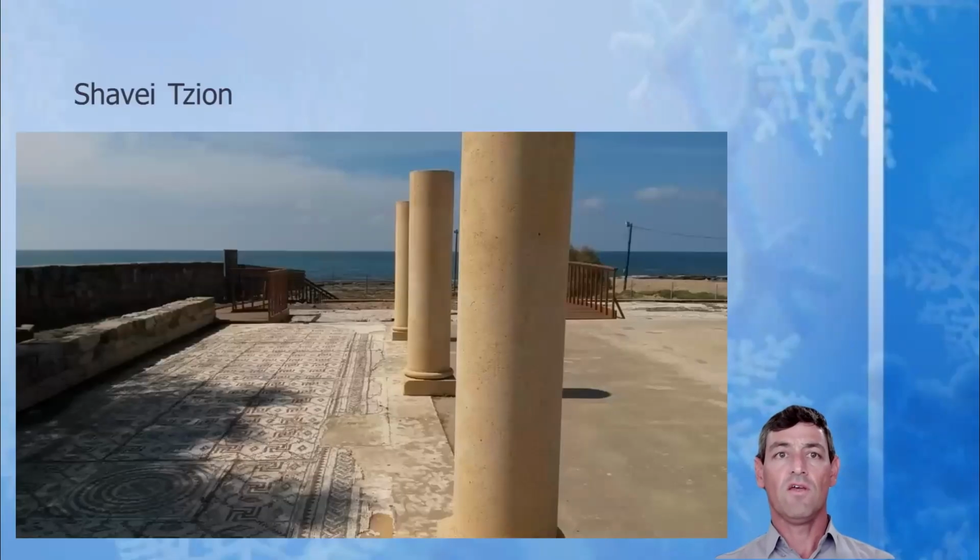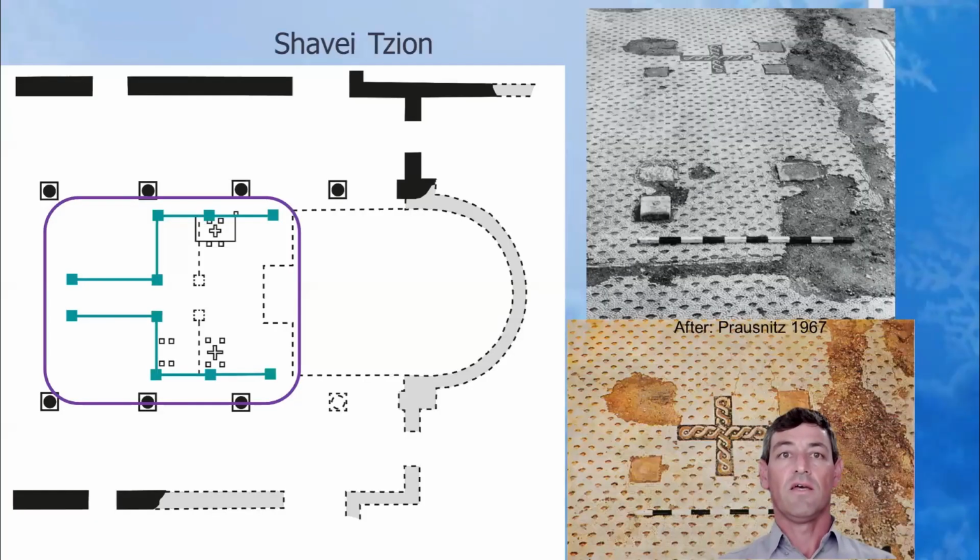But there is another church which gives us a hint about the function of the second chancel, the front chancel within the nave. This is Shavei Tzion in northern Israel. You can see it's on the coast, and here take a look on the plan on the left, you have the apse, the bima, and in front of the bima, there is a second chancel with like a corridor leading into it.